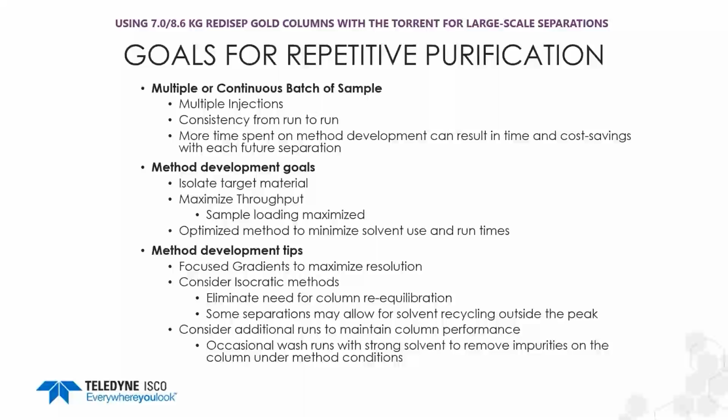And finally, you need to look at column performance over time. Are we reusing the same column if we're doing multiple injections, or do we need to use a new column each time? Maybe we do need to do an occasional wash run every so many runs if we're reusing the column, to remove any impurities that have accumulated on the column, to prevent any consistency issues from run to run. And so those are things you need to consider over time and monitor.